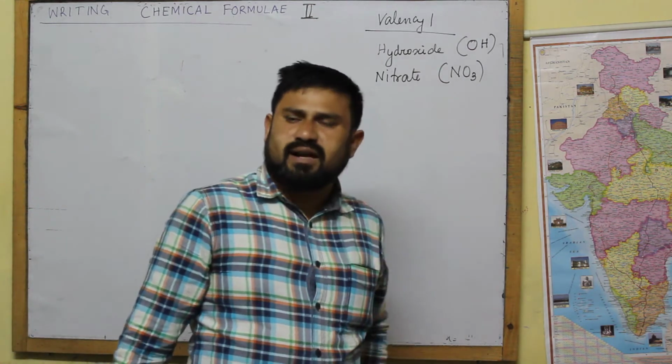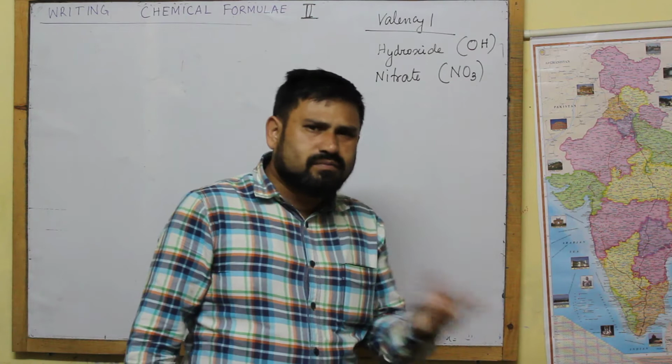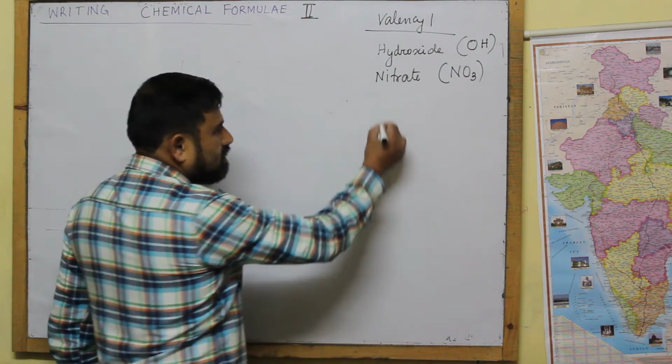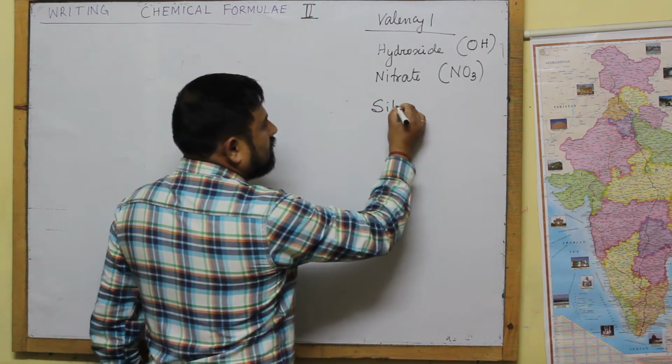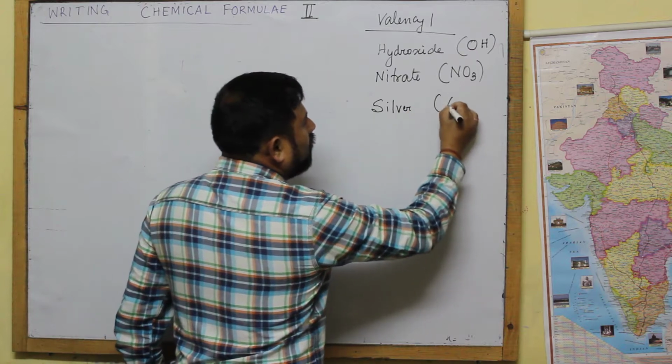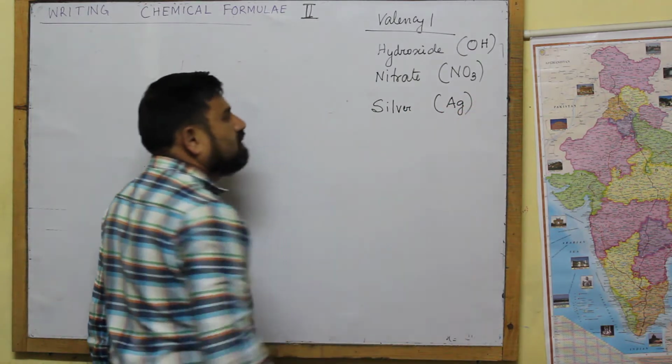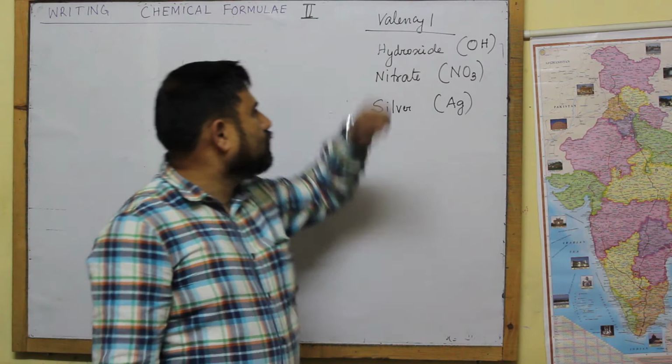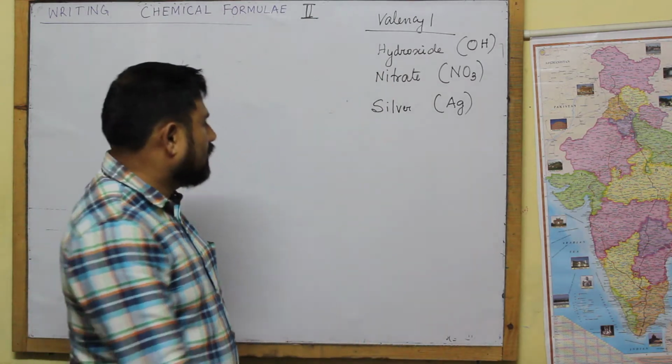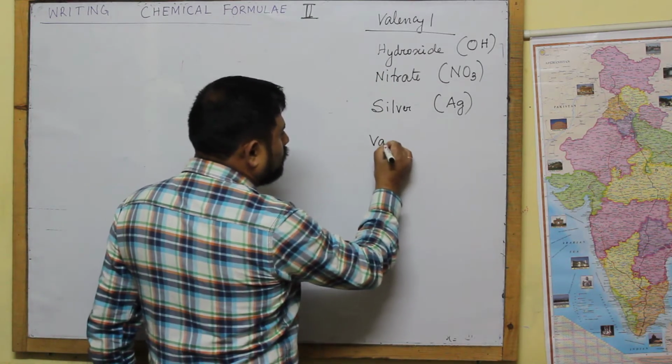One element I'll write which has a valency 1, which you should remember, is silver. Silver, the symbol is going to be Ag. So silver's valency is also going to be 1. Let's talk about valency 2.